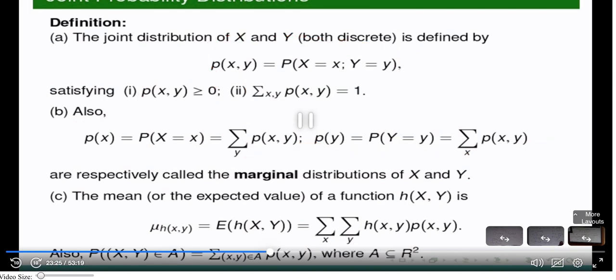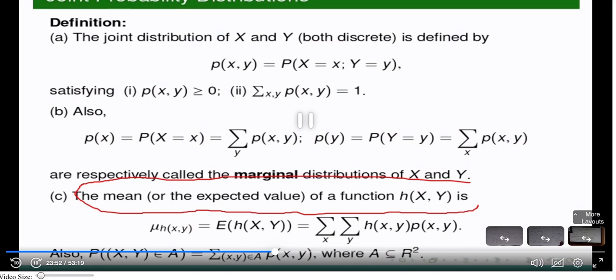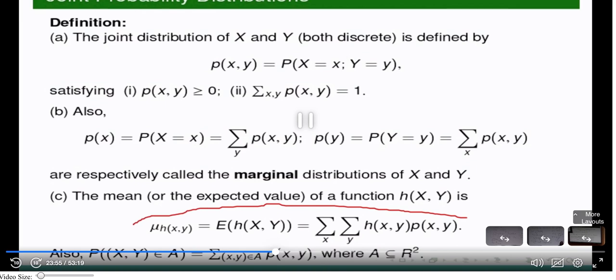But when I have a function of X and Y, how do I find the mean? Take a look at this now. The mean is the same as the expected value. Now I want to find the mean of a function of x and y. I'm not just finding the mean of x, and I'm not just finding the mean of y, but I'm finding the mean of the combination of x and y. Pay attention to this. Look at this: the mean of a function of x and y.